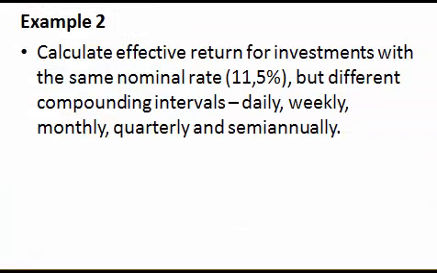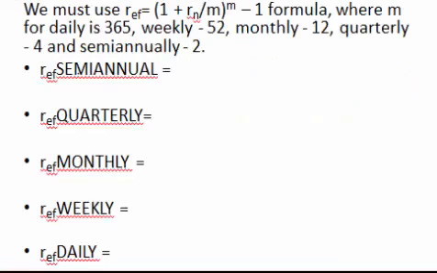Example number 2. Calculate effective return for investment with the same nominal rate, 11.5%, but different compounding intervals: daily, weekly, monthly, quarterly and semi-annually. In order to solve this example, we must use our formula on effective annual interest rate, where M for daily capitalization is 365, weekly capitalization 52, monthly capitalization 12, quarterly 4, and semi-annually 2.